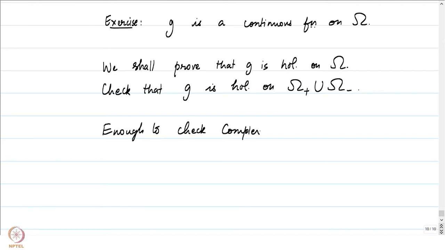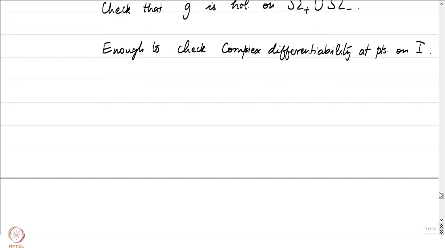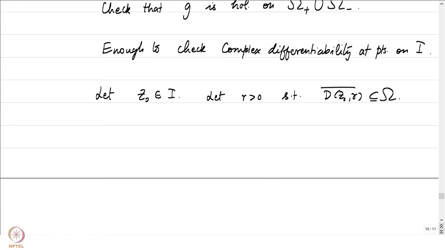Complex differentiability, or rather holomorphicity on I, complex differentiability at points on I. Being a local property, what we will do is show that given a point on I, let z0 be some point on I, let us prove that g is holomorphic in a neighborhood of z0. So, in order to do that, let r be such that the closed disk D(z0, r) is contained in omega. Suppose we pick an r like this.